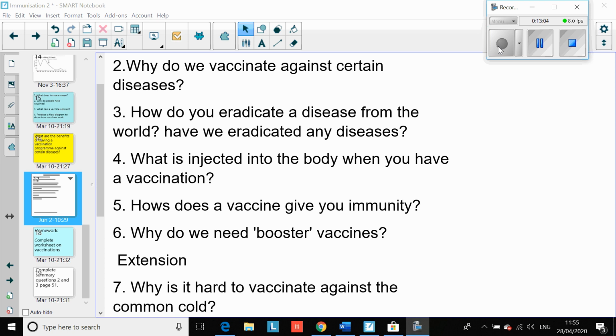Why do we need a booster vaccine? That's only true for some, but why do we need that? And then finally, why is it hard to vaccinate against the common cold? Okay, so have a go at answering those questions. Probably a good idea to actually write the questions down and then leave a little bit of space underneath to answer them. You will probably need to research the answers to these questions. That would probably take you about 15 minutes or so if you jump onto Google and try and find the answers for yourself. Okay, so good luck, and I'll be online if you need any help with that.